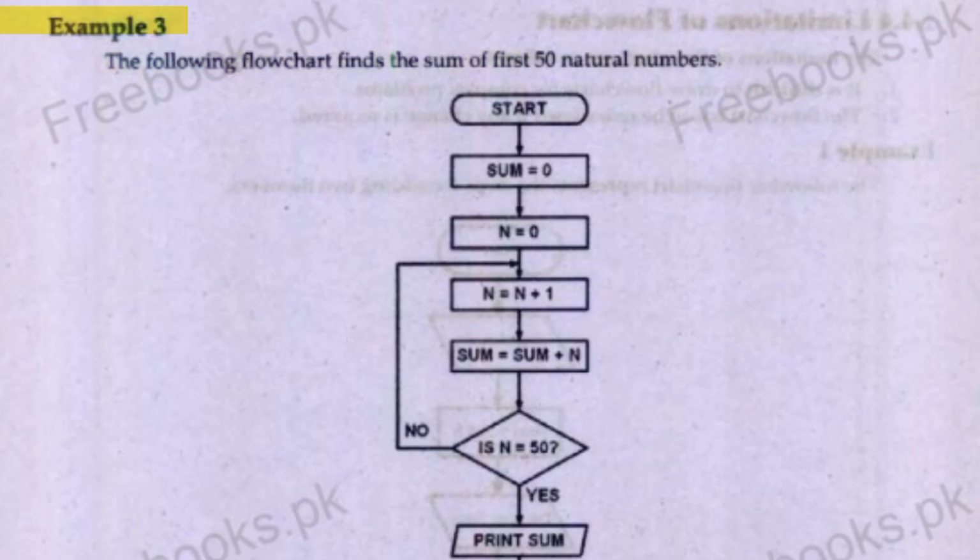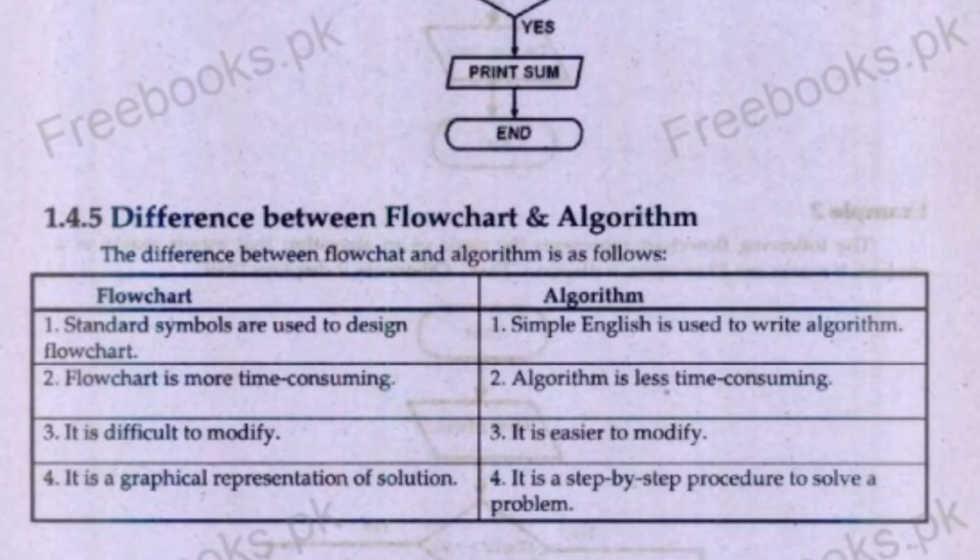Example 3. The following flowchart finds the sum of first 50 natural numbers. First start. It initializes sum equal to 0 and n equal to 0. It increments n by 1, and the next step is n is added to sum. These two lines repeat again and again when the condition is true. When the condition is false, then the loop is terminated and it prints sum. After it, terminate the program.